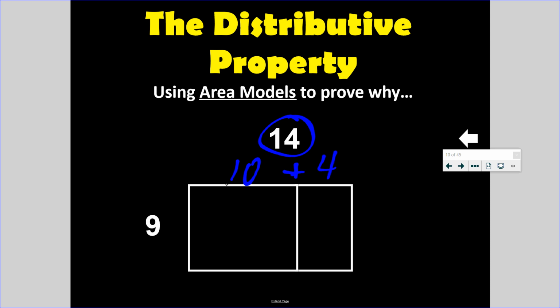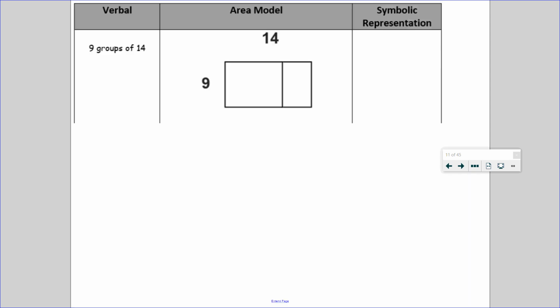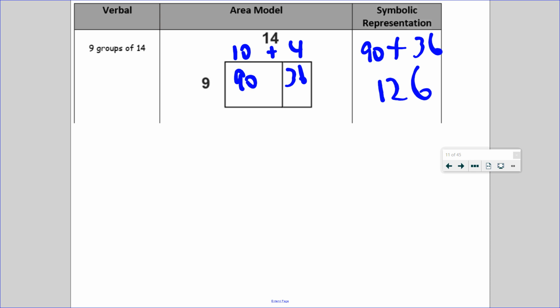So what is the area of this square? 9 times 10 is 90. So we're doing area model. What's the area of this? 9 times 4 is 36. So it's 90 plus 36. So symbolically, it could be represented as 9 times 10 plus 9 times 4, 90 plus 36, or it can just be 126, because 14 times 9 is 126.